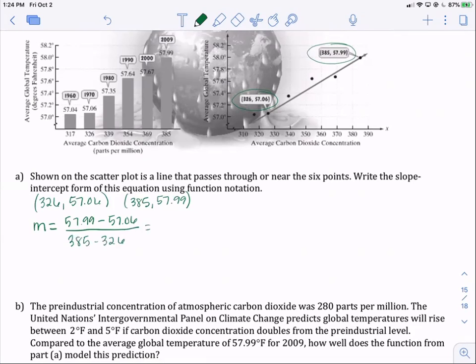If we subtract that, 57.99 minus 57.06 gives us 0.93. 385 minus 326 is 59. And if we go ahead and divide that, and let's round to 4 decimal places, we get 0.0158.